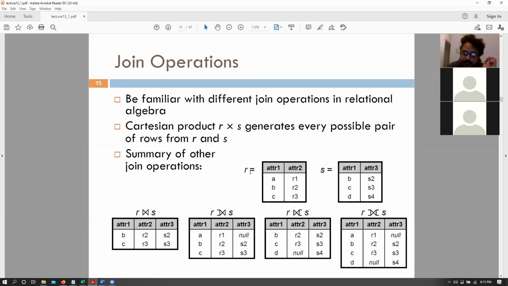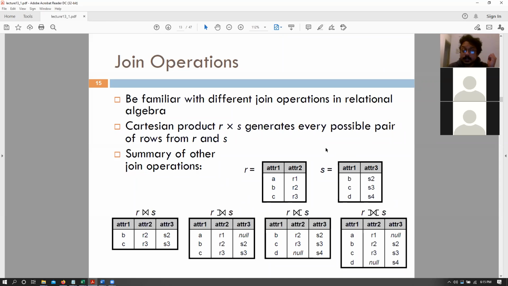So let's say that we have two tables, right? R has attribute 1 and attribute 2 with the values A, B, C, R1, R2, R3. And S has again attribute 1 and attribute 3 that has B, C, D, and S2, S3, and S4. So if we perform join operations, there are basically 5 different ways. The first one would be your generic cross product, right?